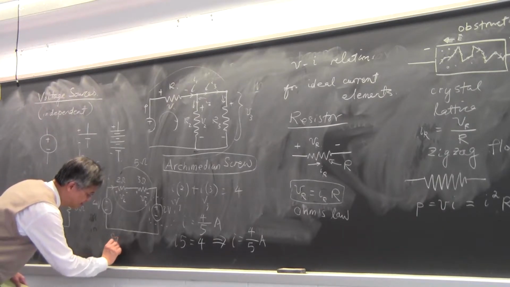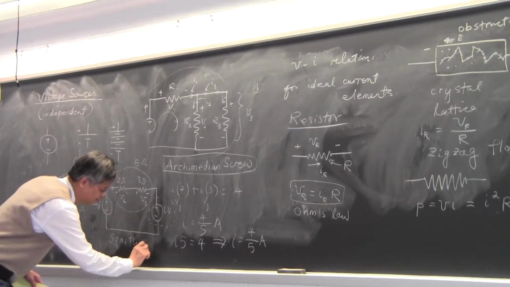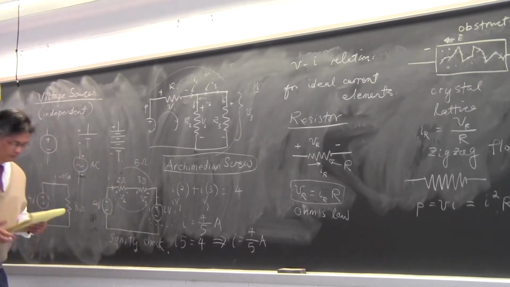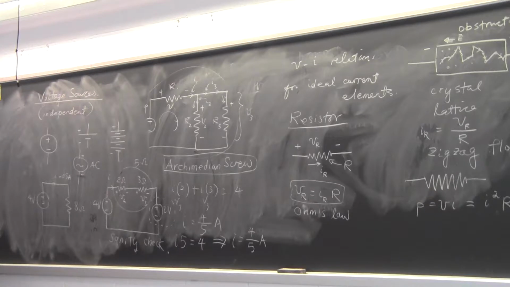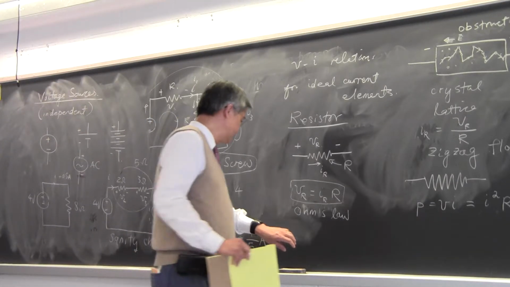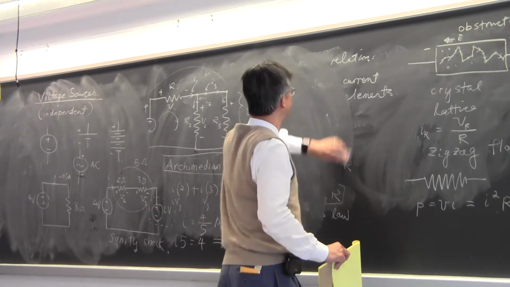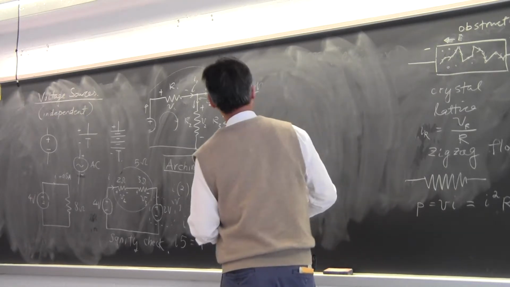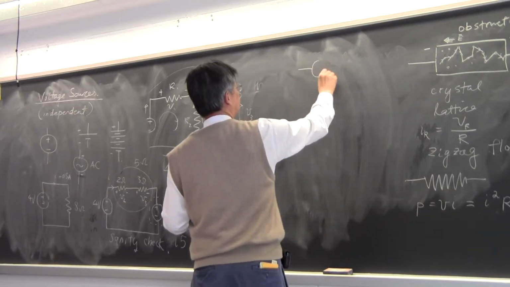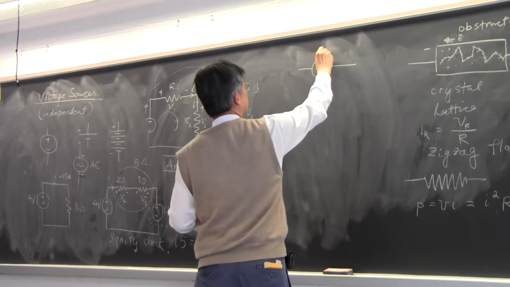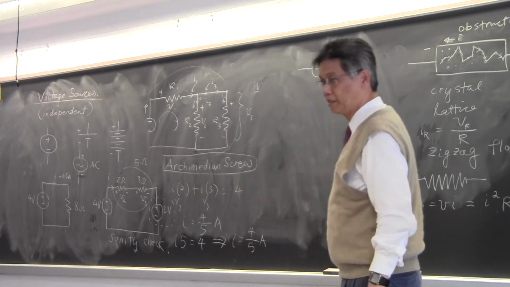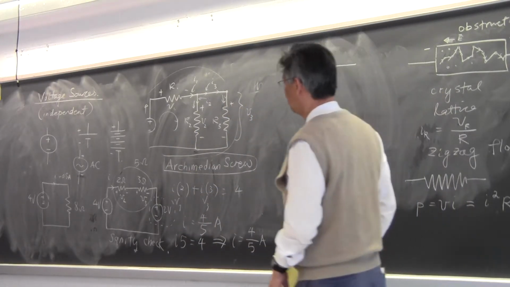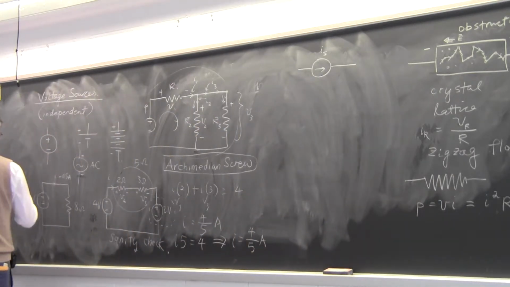Just let me write it down. Okay, in addition to voltage sources, you also have current sources. Current sources are represented by a symbol such as this. Okay. Voltage sources are represented by this symbol.